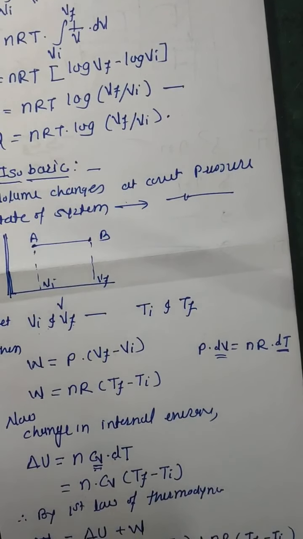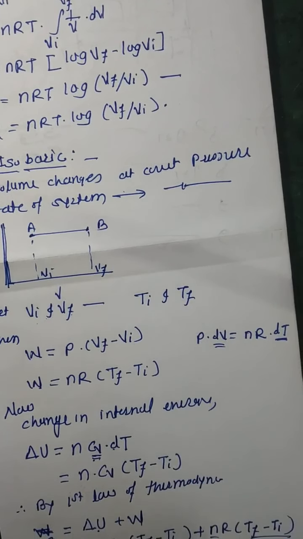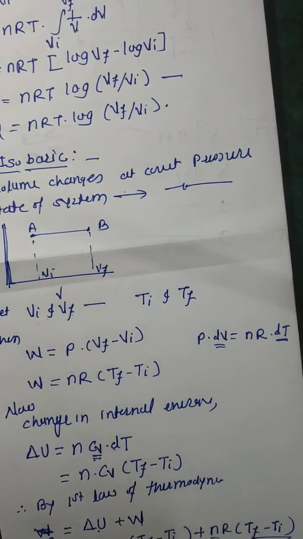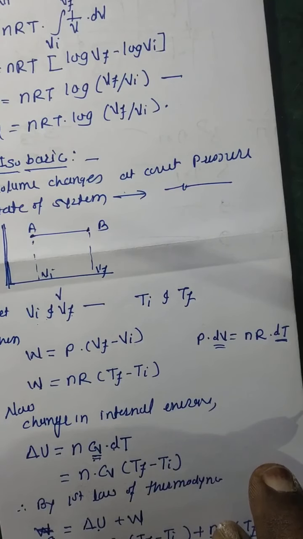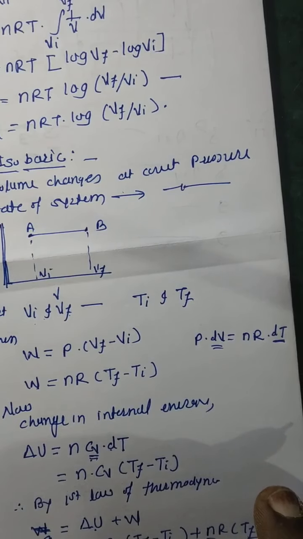But according to Mayer's relation, Cp minus Cv is equal to R, which implies Cp is equal to Cv plus R, and therefore the quantity of heat supplied Q is equal to n into Cp into Tf minus Ti. This is the total heat or change in internal energy with change in temperature. Thus, at constant pressure, the internal energy of the system changes with change in temperature.